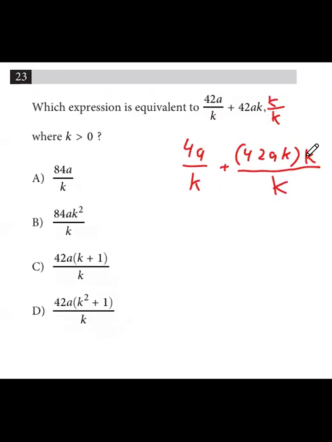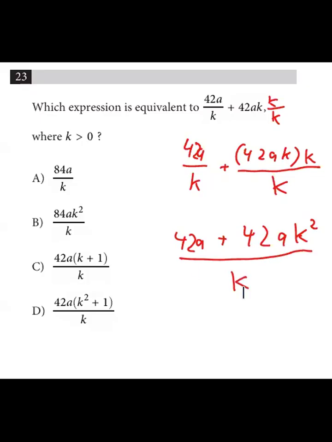So this simplified is just 42a plus, sorry, it's supposed to be 42a plus 42a, k times k is just k squared, so k squared, and you combine the denominators, so that's over k.